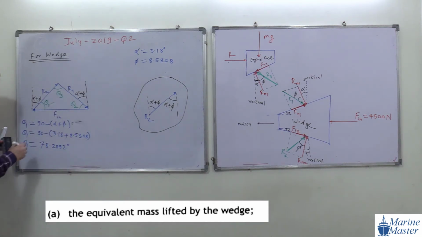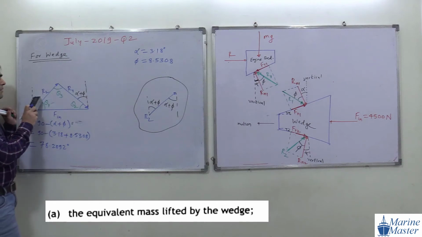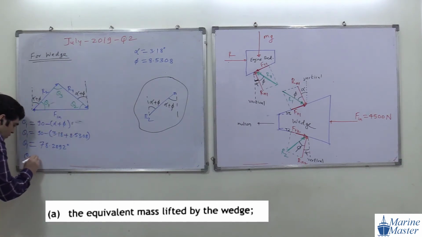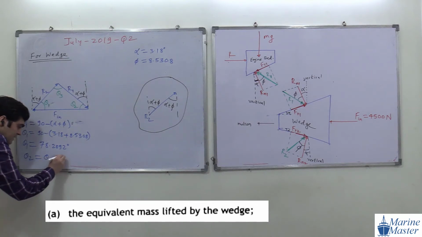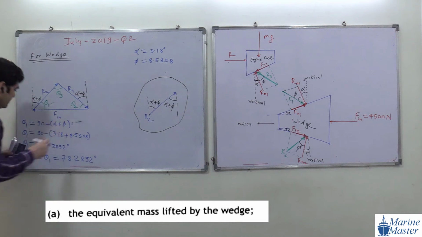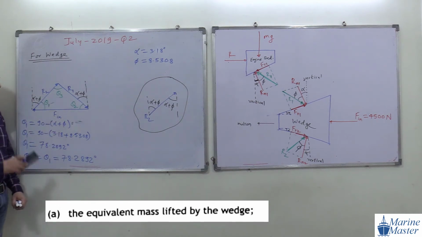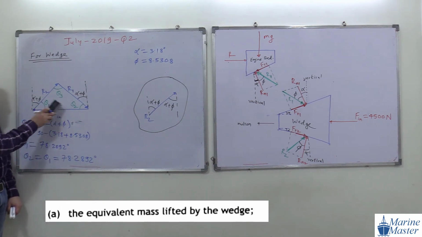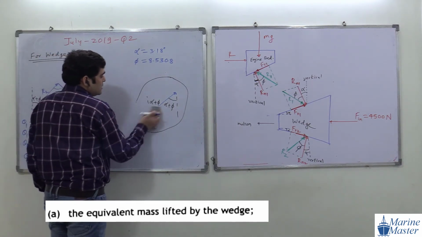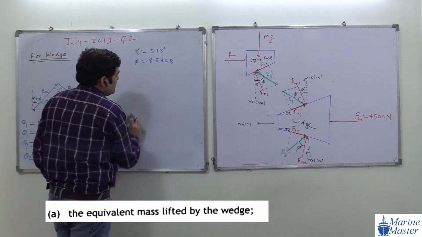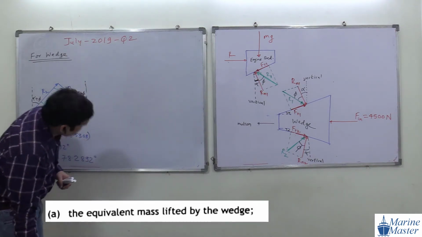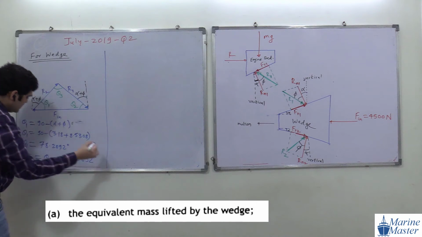So we got theta 1. And see, here also alpha plus phi, so theta 2 will also be equal to theta 1, 78.2892 degrees. Are you getting my point? So theta 1 and theta 2 will be the same. Next point.